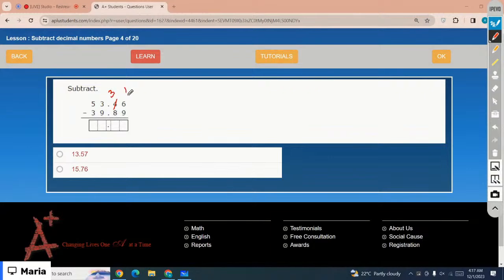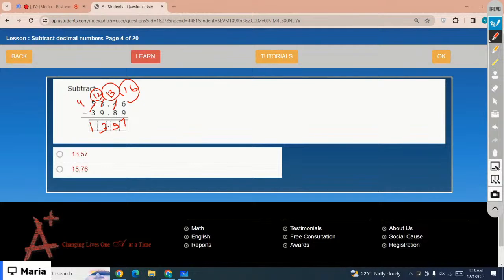Here you have 3 and here you have 16. 16 minus 9 is 7. Again, you cannot subtract 3 out of 8, so you need to borrow 1. Here you have 2 and here you have 13. 13 minus 8 is 5. Then you have 2 minus 9. You cannot subtract 2 out of 9, so you need to borrow 1. Here you have 4 and here you have 12. 12 minus 9 is 3 and 4 minus 3 is 1. So that is 13.57, right?